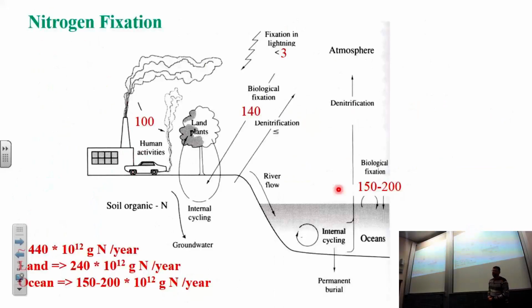Okay, so this is nitrogen fixation. So we've got this biological fixation. Okay, in this case, this is in these diazotroph bacteria that live in root nodules on land in leguminous plants.